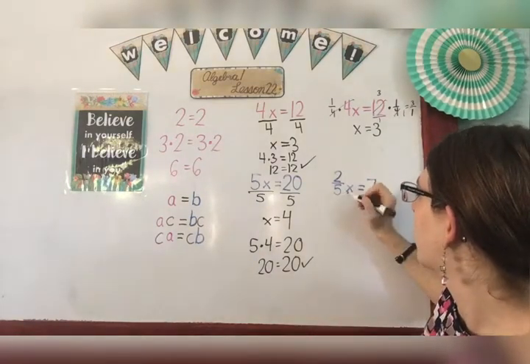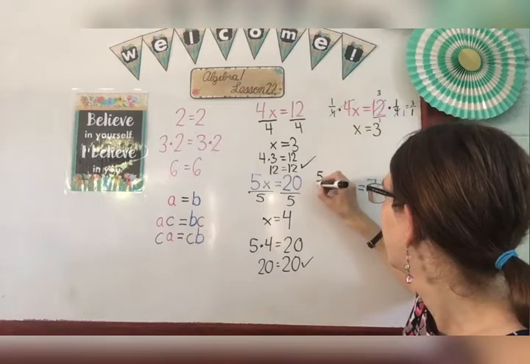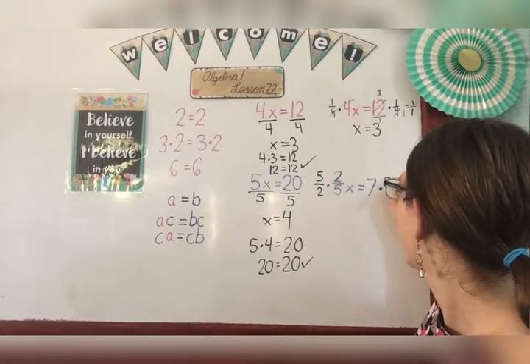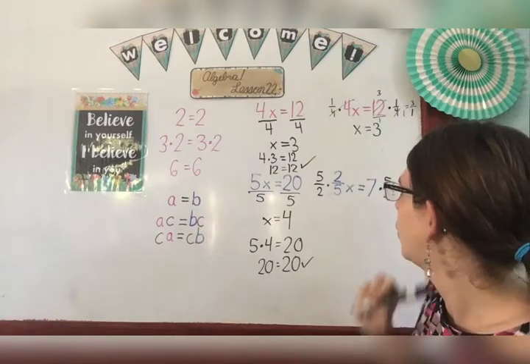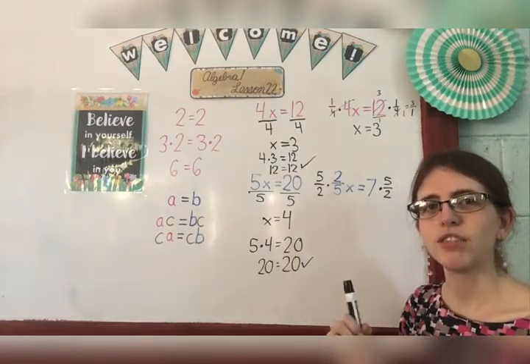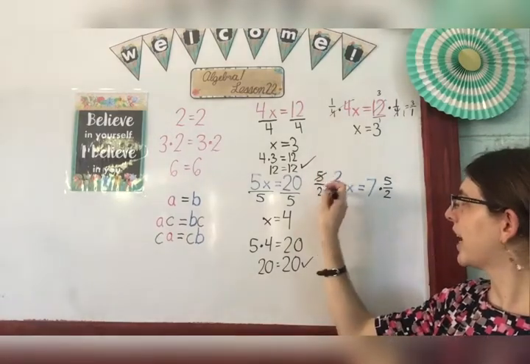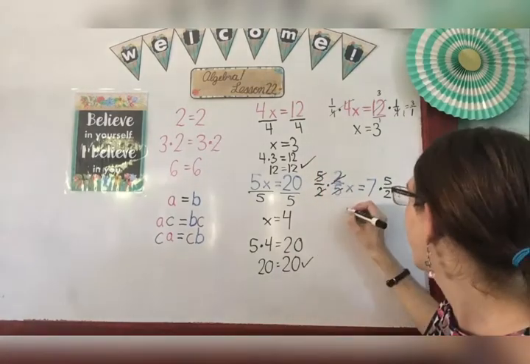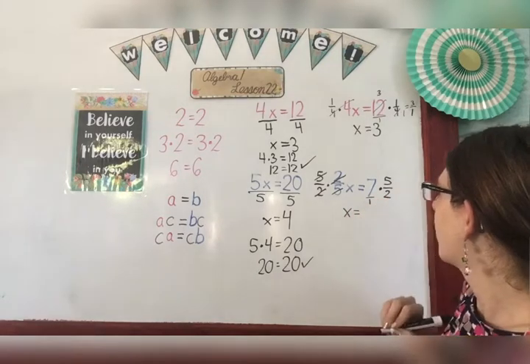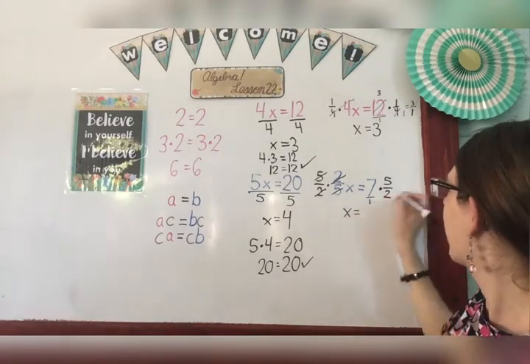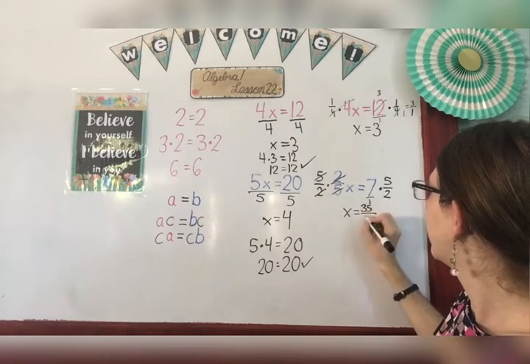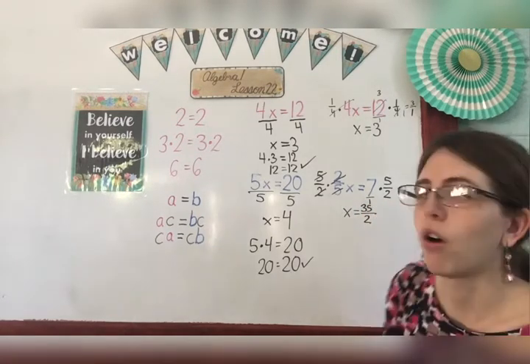The reciprocal of 2/5 is 5 over 2. And so I'll multiply 7 by 5 over 2. That's a little bit easier than the division, right? It's a little easier to visualize. So my 5's cancel, my 2's cancel. All I'm left with is x equals, well, we'll put 7 over 1 to multiply. 7 times 5 is 35. 1 times 2 is 2. So it's 35 over 2.